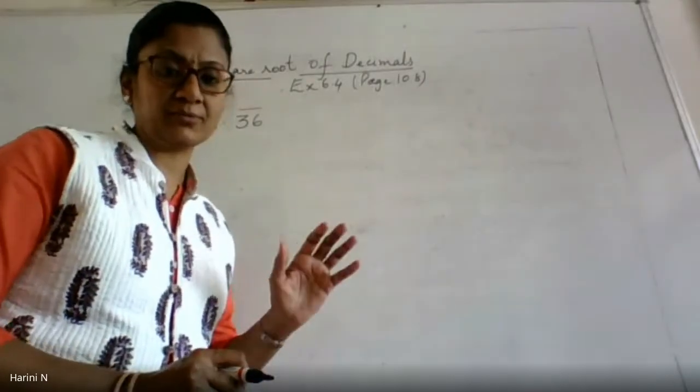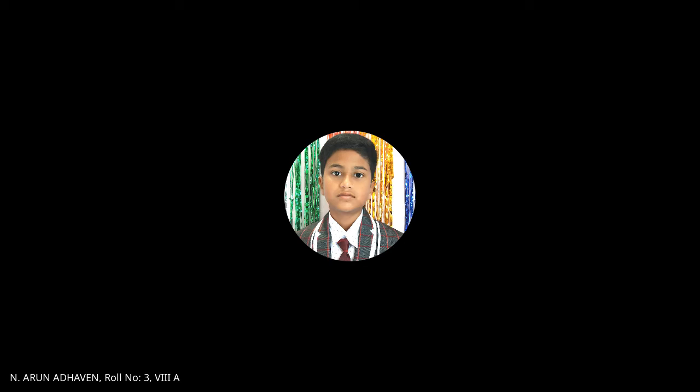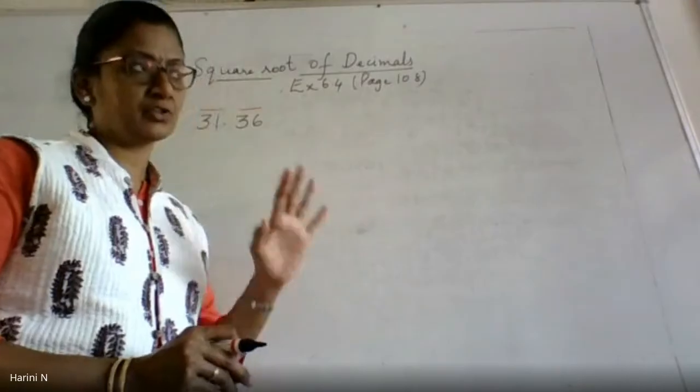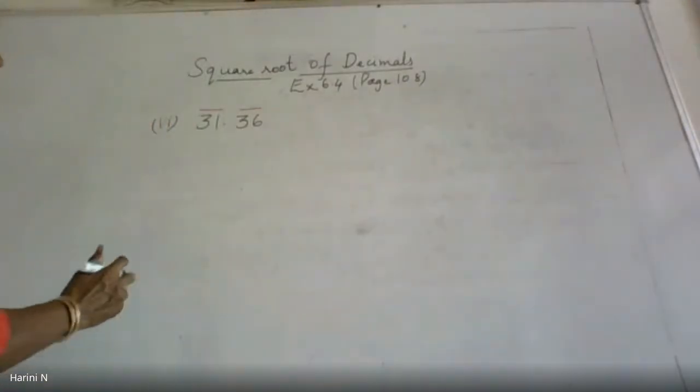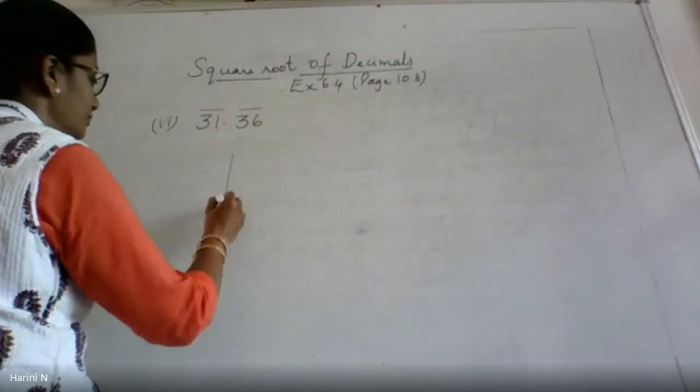Ma'am, you didn't tell us to write the word problem in the long division method, so I didn't write. No, I didn't tell. Now only I'm telling. But how many problems were there? Was it one or two? Ma'am, I think it was two. If there are two, write down both of them. Okay, ma'am. Now again we will continue.